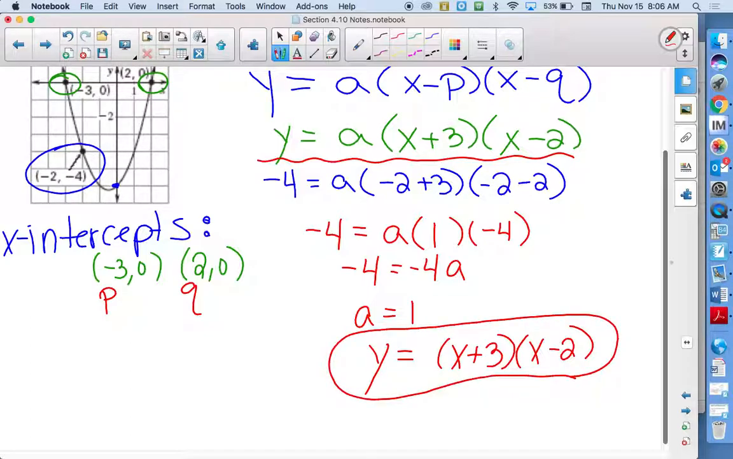So the directions wanted us to write an equation in intercept form. So we now have an equation in intercept form. Any questions so far?